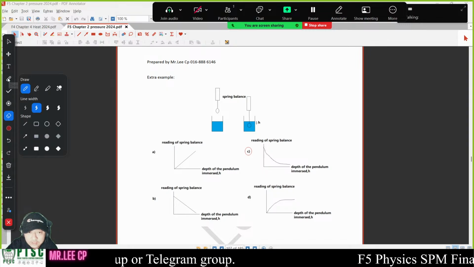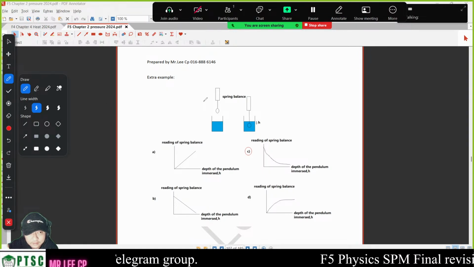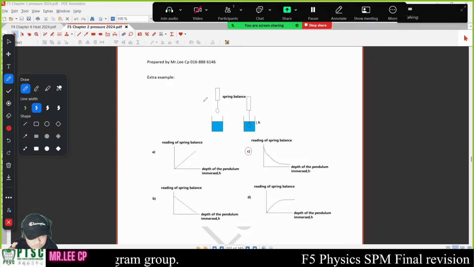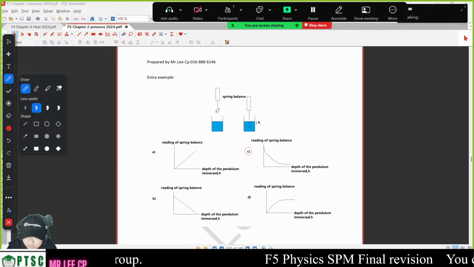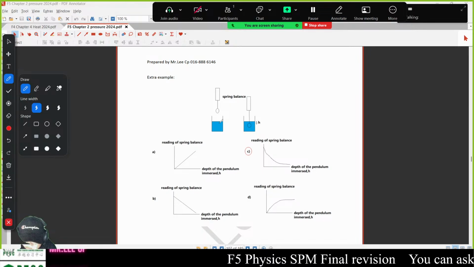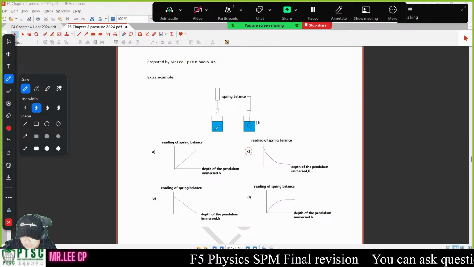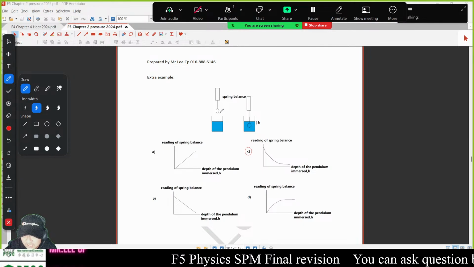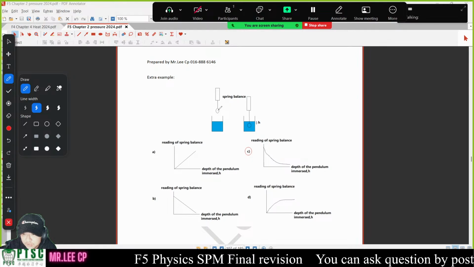So let's see one question. Now, this kind of question, many students will get it wrong. When you leave the pendulum bob here, you don't immerse it into the water, it does not go into the water. So this one is heavy, and the reading of the spring balance is high.